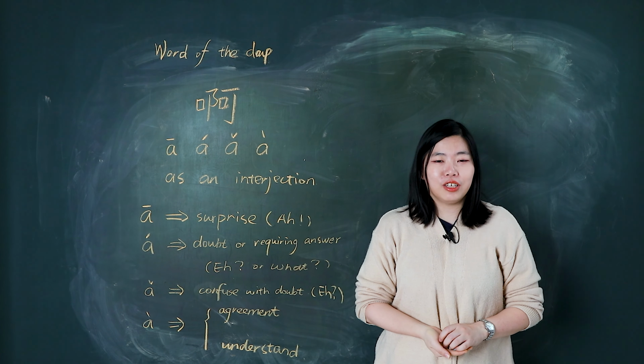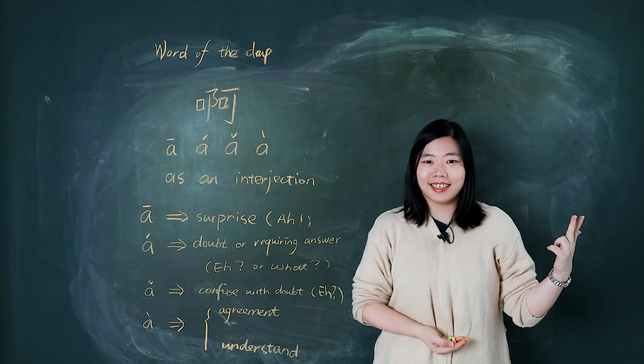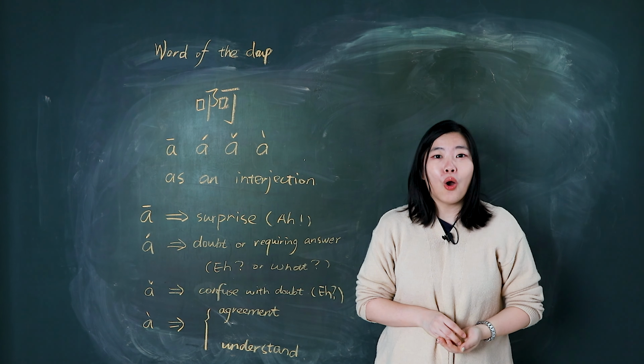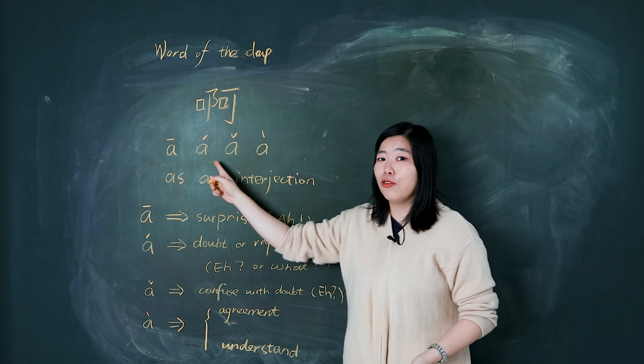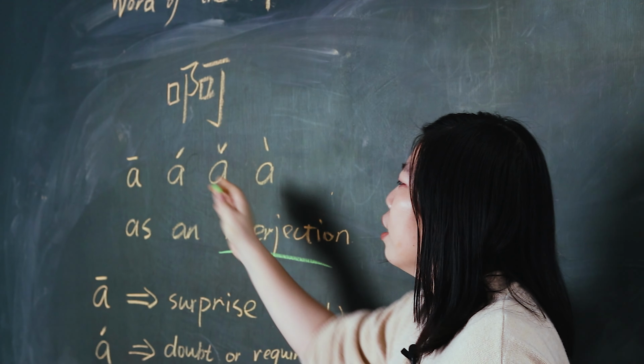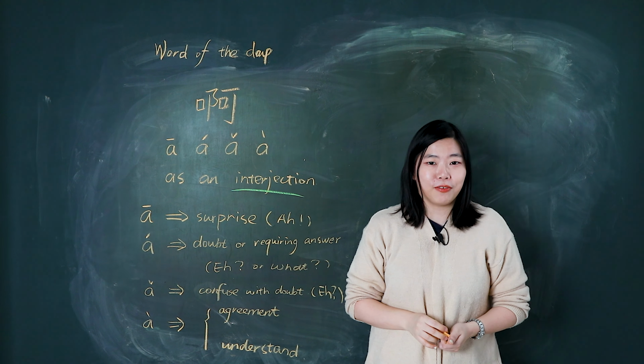In this video, I will teach you how to pronounce it, how to write it, and how to use it. First, let's read together. 我们一起读. You see here, Teacher Sunny wrote four tones, so we know as an interjection, 啊 has four tones. It's 啊, 啊, 啊, 啊. So, these four tones have four meanings. So, now let's learn how to write it first.